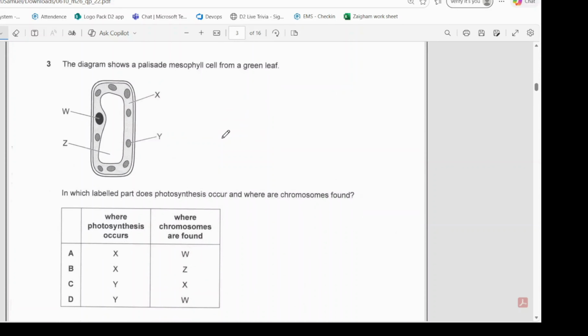Next one is about a plant cell. It's a palisade mesophyll cell. Which labeled part does photosynthesis and where are the chromosomes found? What is W? W is the nucleus. Z is the vacuole. This is the cytoplasm and this is the chloroplast. Yes, it's D.